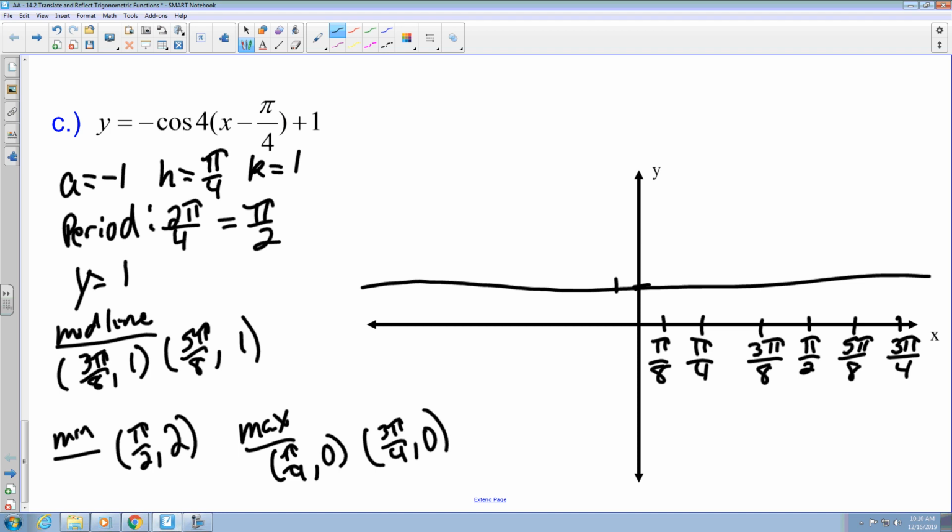So looking at the first one, our midline points, we got 3 pi over 8, comma 1, and we got 5 pi over 8, comma 1, which is here and here. My minimum is pi over 2, comma 2, so I'll just put a 2 over there and write that right there. And then my maxes is going to be pi over 4, comma 0, and then 3 pi over 4. So my function is going to look something like this, and then kind of continue on, so it looks probably something like so, and continue on from there. Okay.